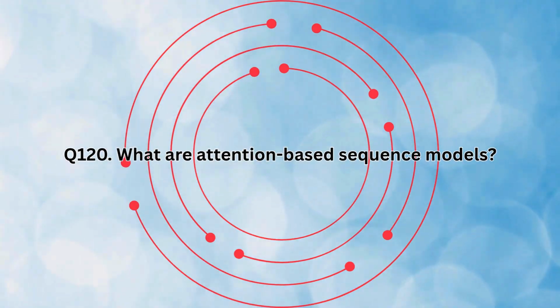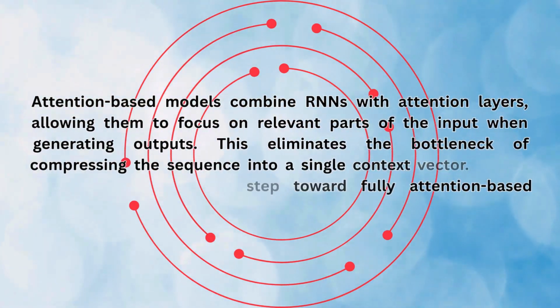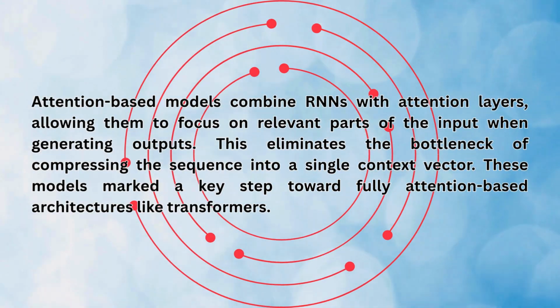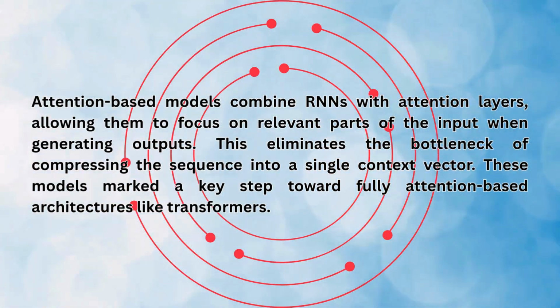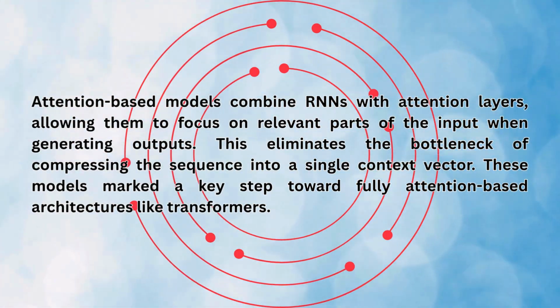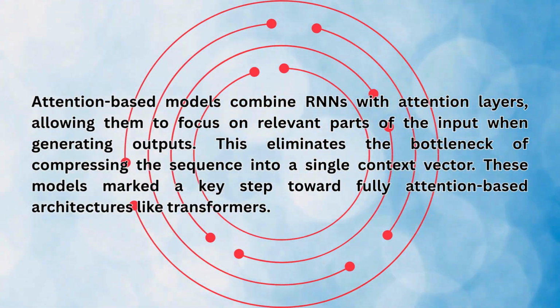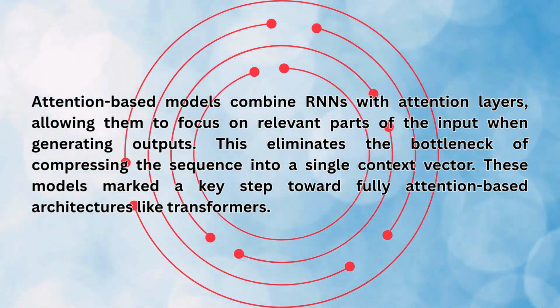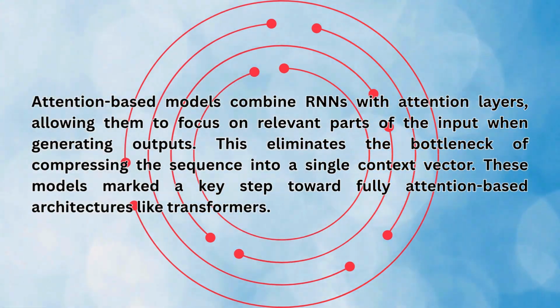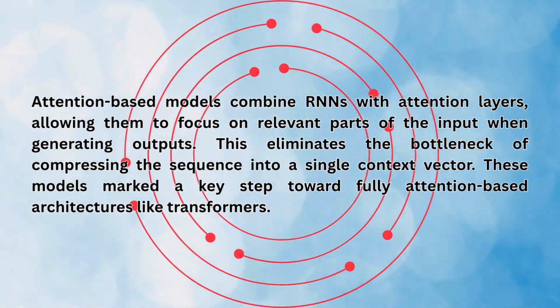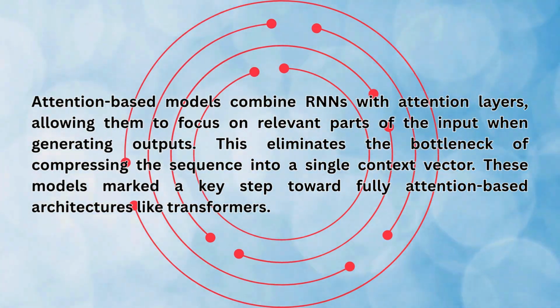What are attention-based sequence models? Attention-based models combine RNNs with attention layers, allowing them to focus on relevant parts of the input when generating outputs. This eliminates the bottleneck of compressing the sequence into a single context vector. These models marked a key step toward fully attention-based architectures like transformers.